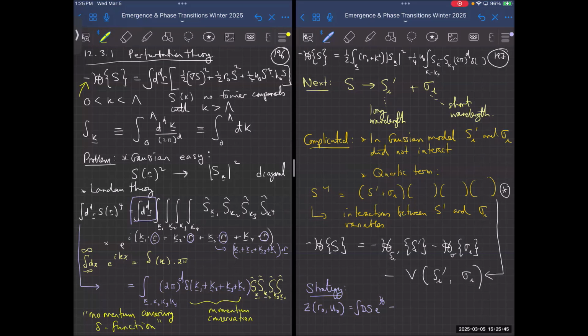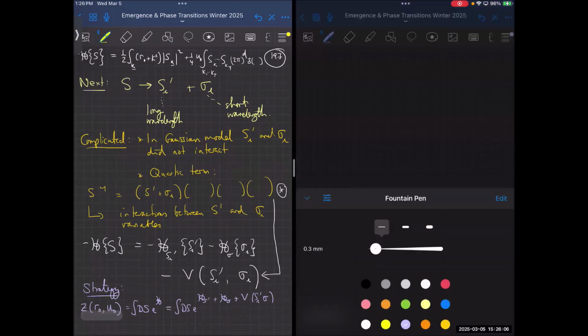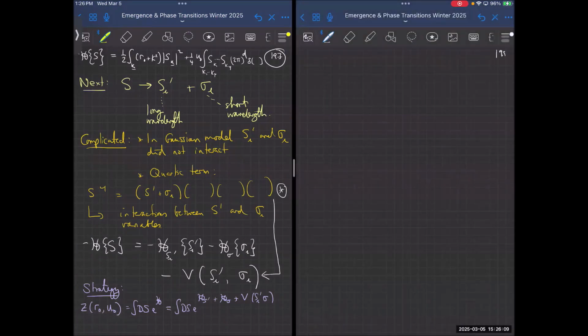So I put it in like that. And then this thing we're going to write as the integral ds of e to the h s prime plus h sigma plus v of s prime and sigma. So that's what we're going to do. And so when we do that, what are we going to get? We're going to get that the Z of R0, U0 now is equal to the integral. It's going to end up being this, the integral ds prime, after we've done this integration out.